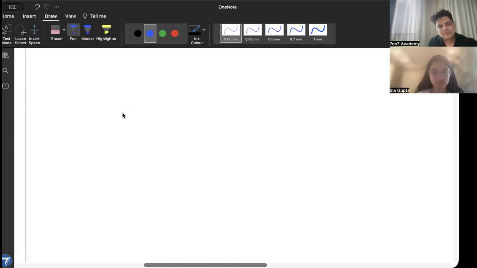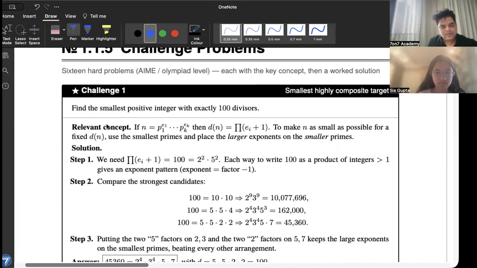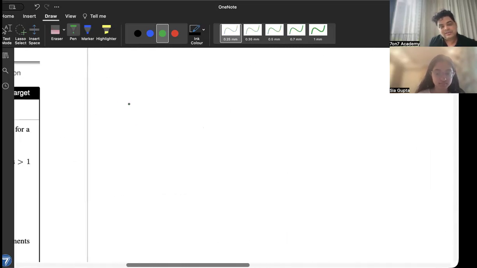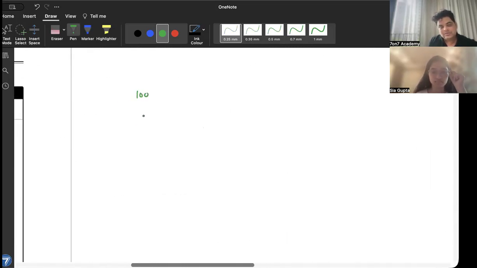What do we have to find out? We have to find the smallest positive integer which has exactly 100 divisors. So exactly 100, just get the factors of 100. So what are the factors of 100?